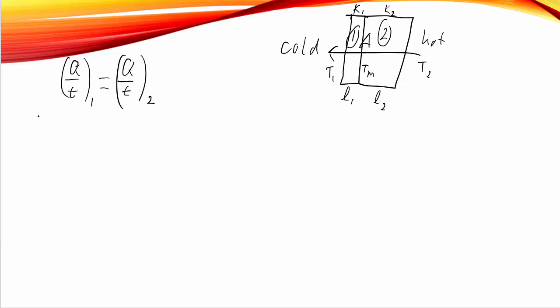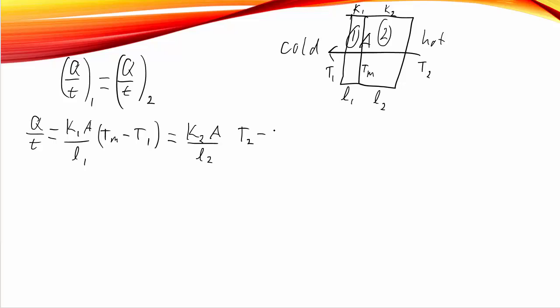And now I'm going to do something a little bit different. So I'm going to say Q over T, because there is only one, is equal to K1 times A over L1 times, now the hot temperature for the first object is going to be this Tm here, so I'm going to have Tm minus T1. Okay, and then I'm just going to leave it at that, and I'm going to say equals K2 times A over L2, and here the hot temperature is T2 minus the cold temperature is Tm.